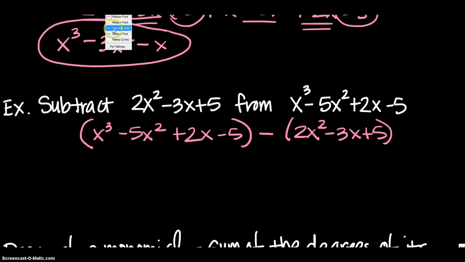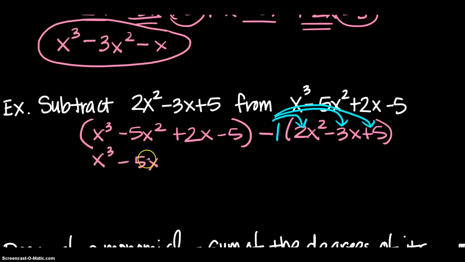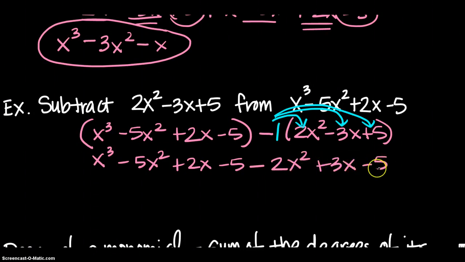So this is like there is an invisible negative 1 in front of here, and you have to distribute it to all of your wonderful terms in that parentheses. So I have to distribute that, and they're all going to change values. Now I no longer need my parentheses, so I'm going to take them out. So x cubed minus 5x squared plus 2x minus 5. This becomes, when I distribute my negative, negative 2x squared plus 3x minus 5.